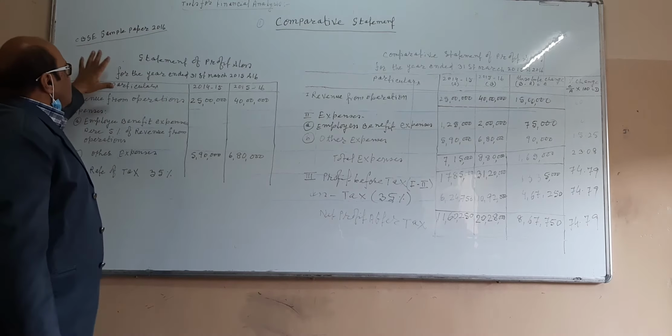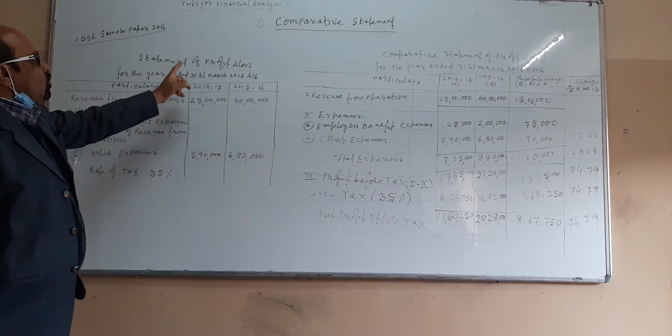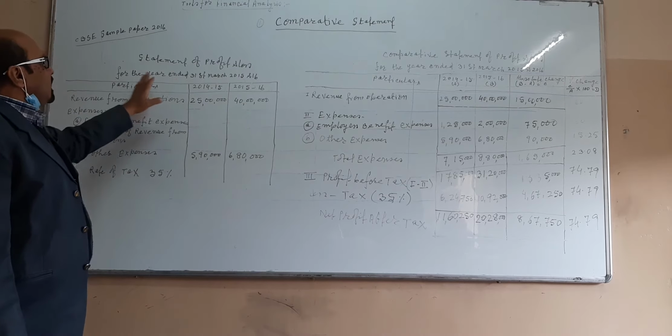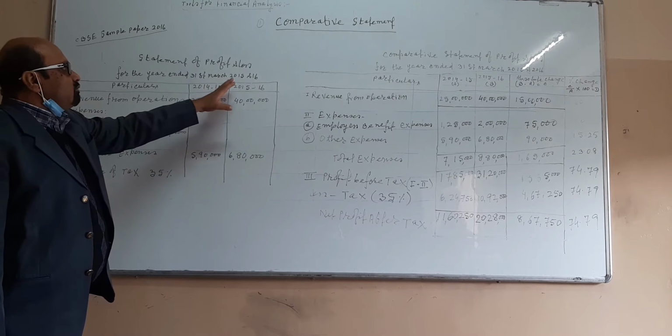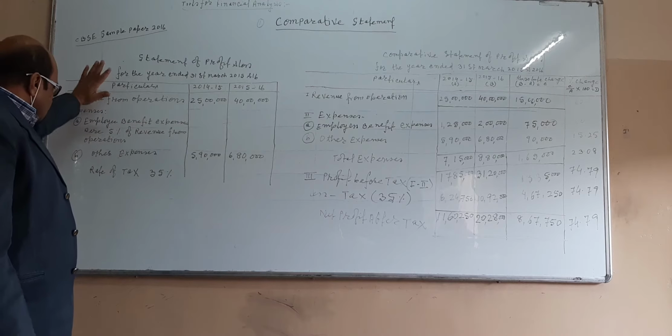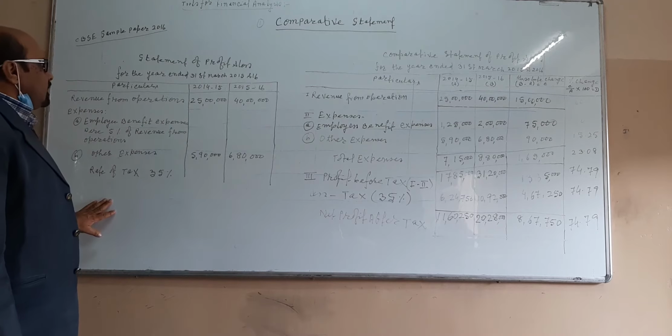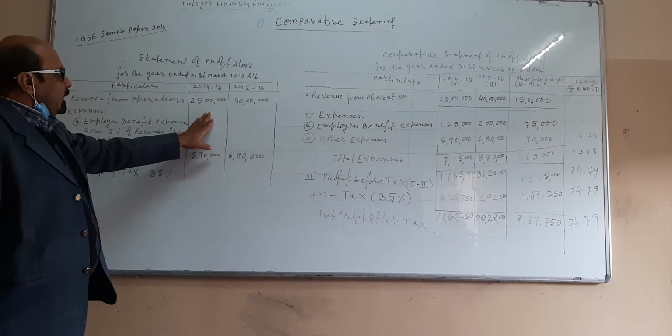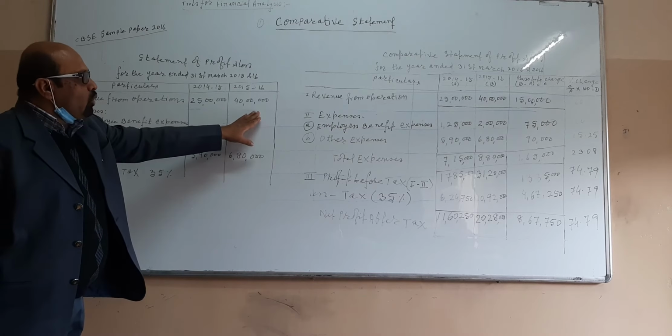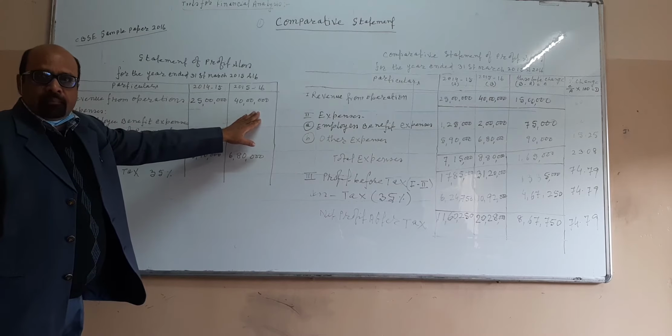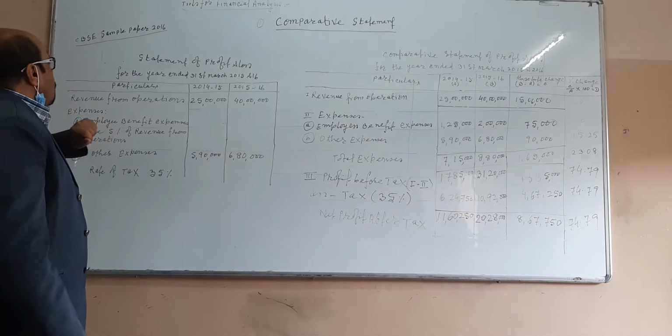See, students, the question is what? A statement of profit and loss for the year ended 31st March 2015 and 16. The different items are here. The amount of the previous year and the amount of the current year is given. Right? What are the items?